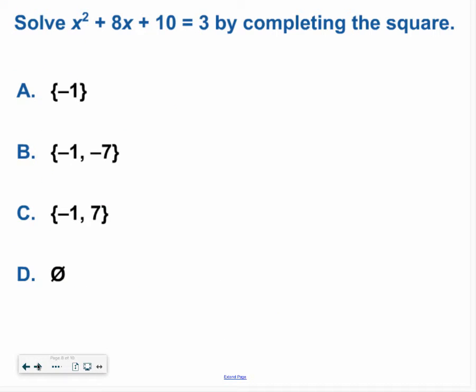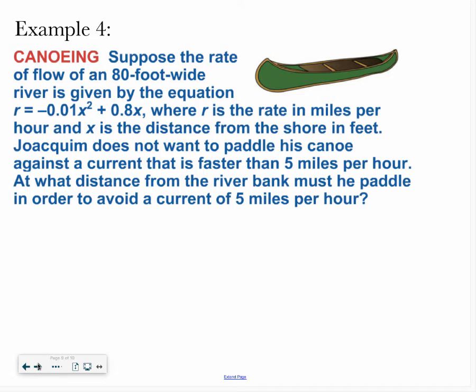All right, go ahead and solve this one on your own. Hopefully you ended up with -1, -7. If you have questions about those, please be sure to reach out for some help.